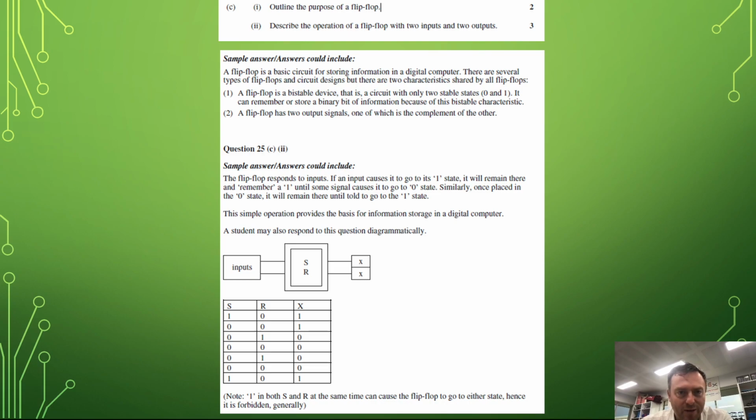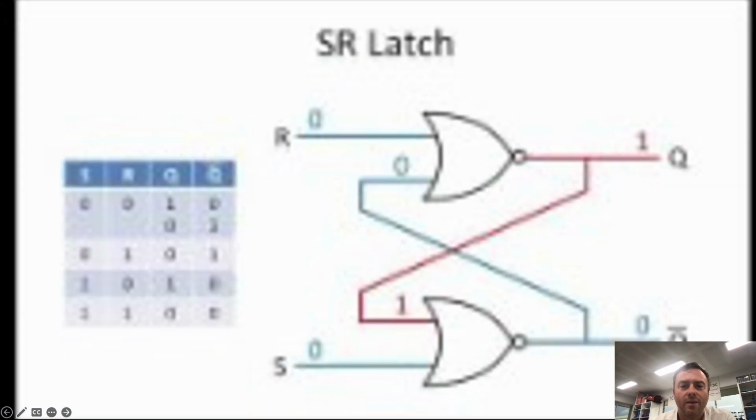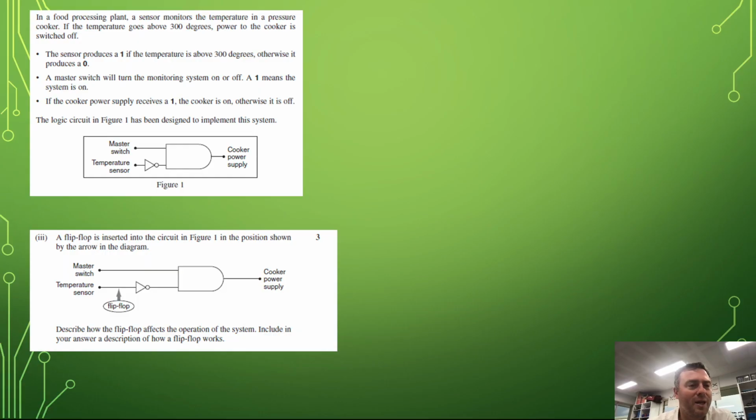And then down the bottom for the next part, the flip-flop responds to inputs. If an input causes it to go to its 1 state, it will remain there and remember a 1 until some signal tells it to go to a 0 state. Similarly, once placed in a 0 state, it will remain there until told to go to a 1 state. This simple operation provides the basis for information storage in a digital computer. The student may also respond to the question diagrammatically. So there's all the inputs, and then there's all the outputs with the different states. And then there's a cool little video if you need a bit more help.